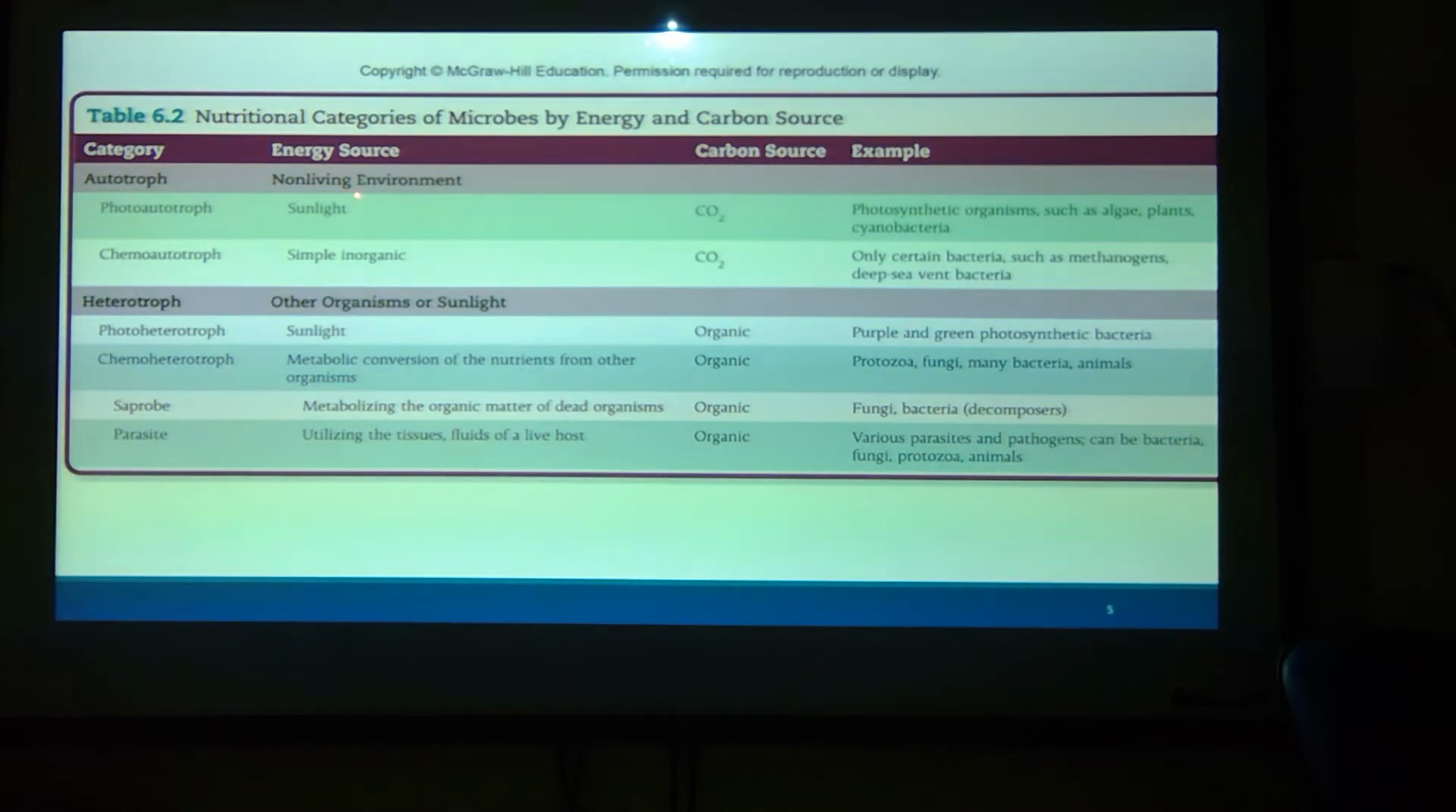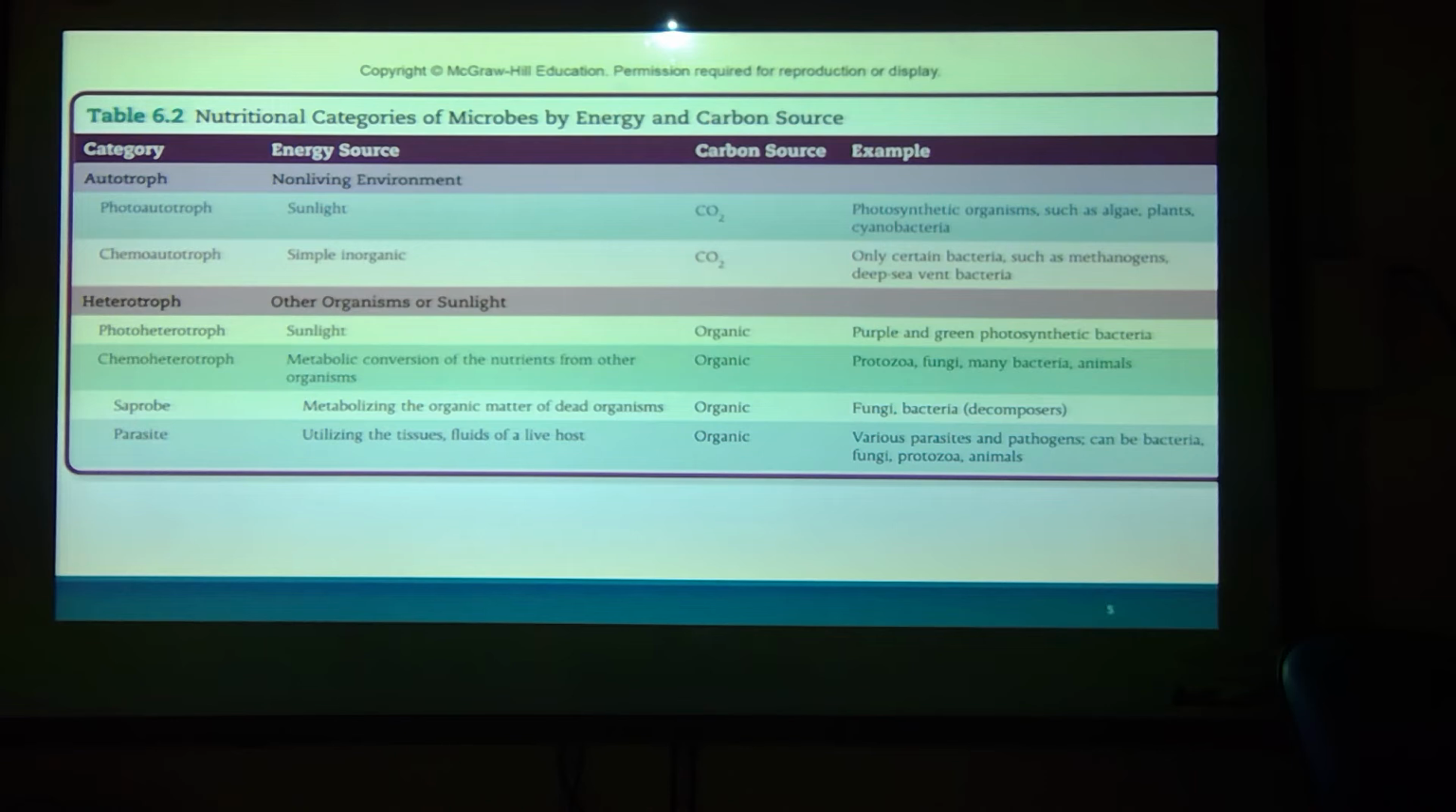Okay, photoautotroph uses its energy source of sunlight, and it uses carbon dioxide as its carbon source, so from the air. These are going to be photosynthetic organisms. Things like, well, probably the one that you would be most familiar with would be plants. Plants use the sun and carbon dioxide out of the air, and they make their own energy from that. Okay. Algae are another real good example of this.